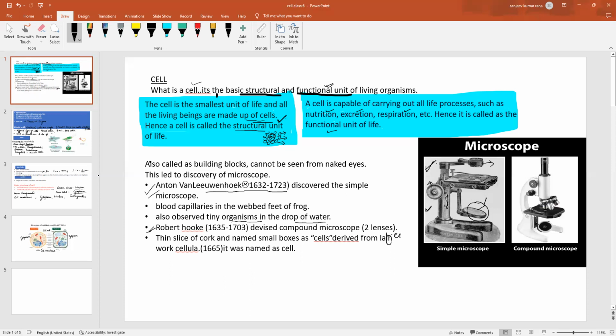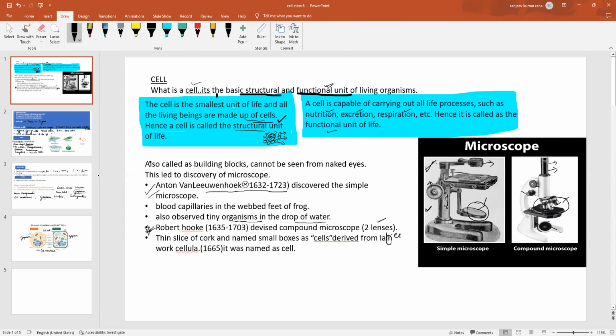In this compound microscope, high-power lenses were used. This is the eyepiece, which is also magnifying. Different magnifying lenses are there. This is the curvature movement. This is a mirror and the object is laid over here. These are the different lenses: 10x, 20x, 30x, and so on, and it was highly magnified. So Robert Hooke devised it. You have to learn this: Robert Hooke devised the compound microscope, which consists of two lenses.